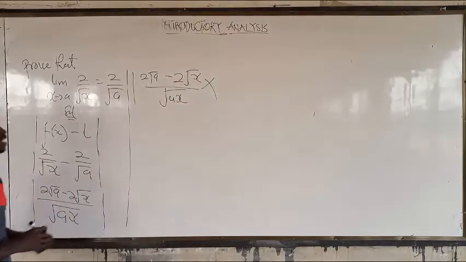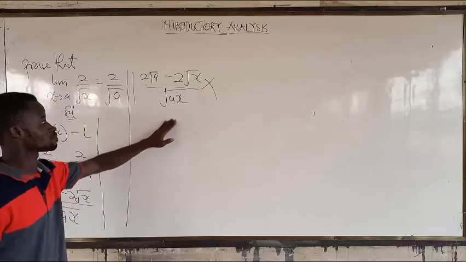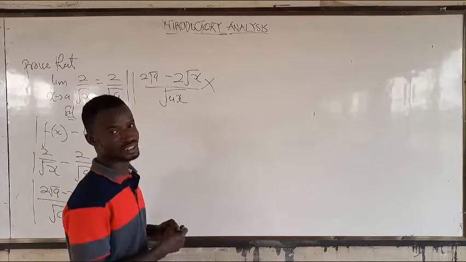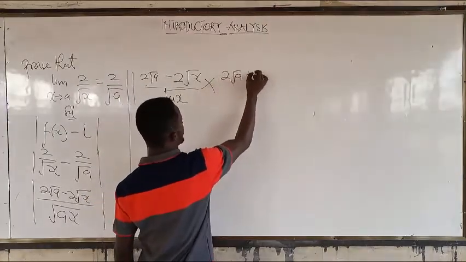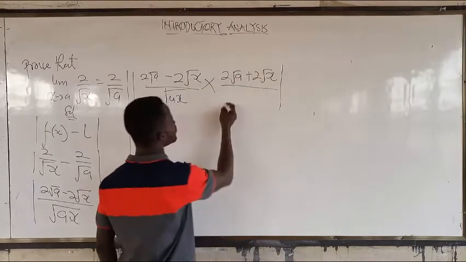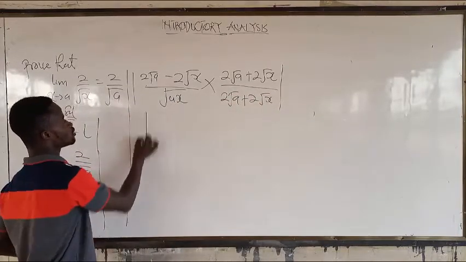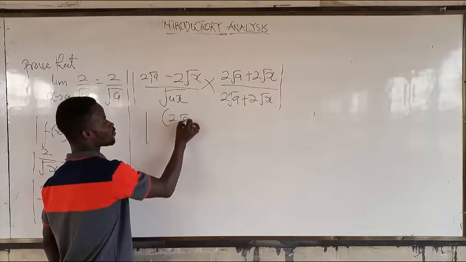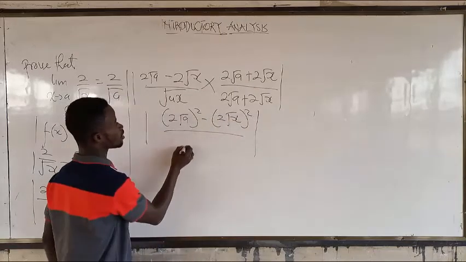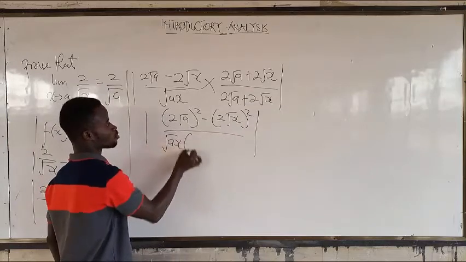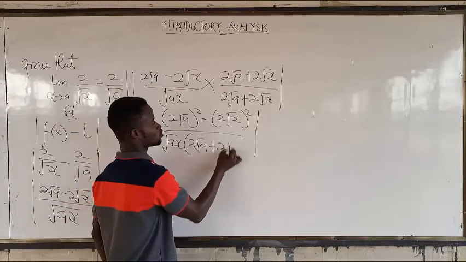Alright, then you rationalize it. You need to rationalize this part. I want to move quickly on this because it's a bonus. When you rationalize the numerator, you get 2 square root of a plus 2 square root of x over 2 square root of a plus 2 square root of x. So this you get 2 square root of a squared, 2 square root of x squared, over here the square root of ax will multiply 2 square root of a plus 2 square root of x.